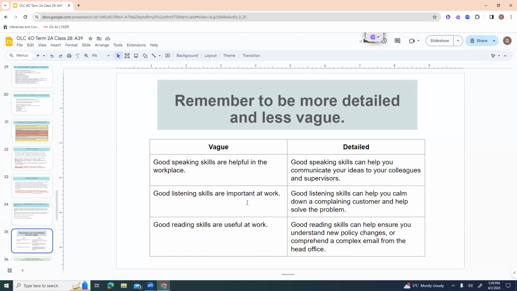Well, sure, but why, right? Good listening skills can help you calm down a complaining customer and help solve the problem. Okay, that's much more detailed. It gives me a much clearer idea of how listening is going to help you.